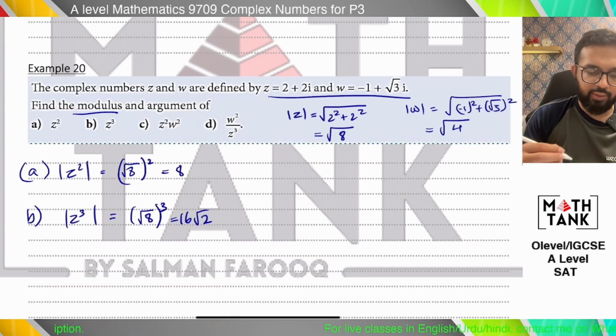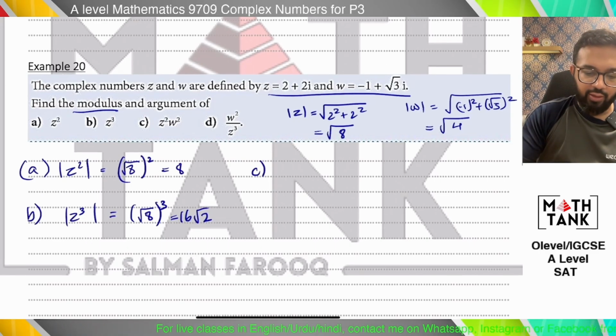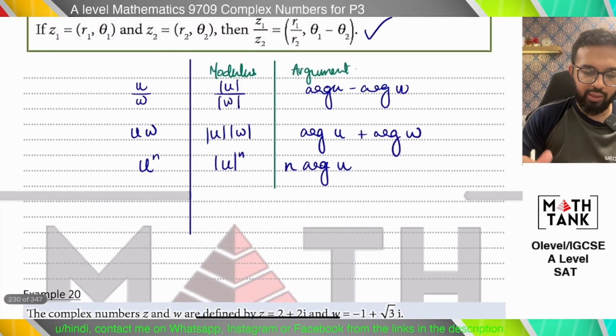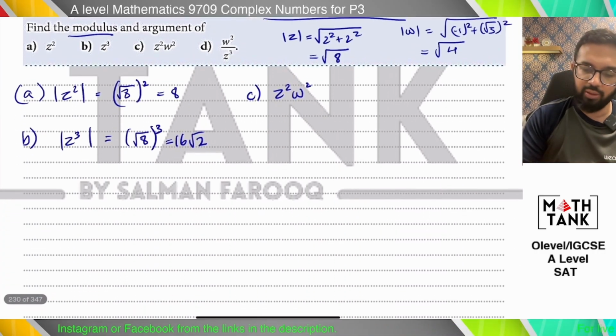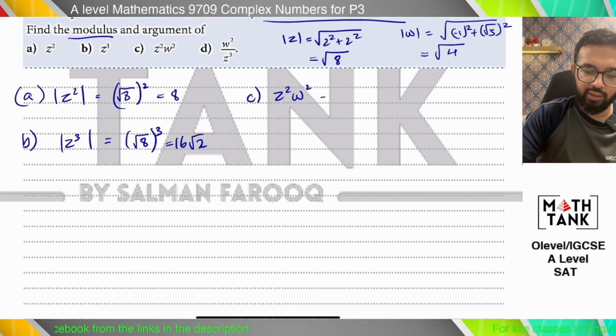That's going to be 8. Okay, for C, you need z squared multiplied by w squared. You already have z squared, and when two complex numbers are being multiplied, their mods are also being multiplied. So this is going to be the mod of z squared into the mod of w squared.